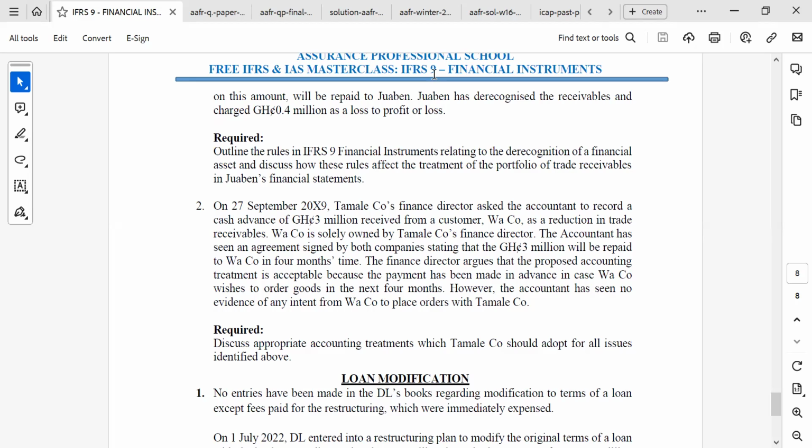So the finance director, although he might be a professional, is wrong. He doesn't understand the principles of the standard. So the 3 million cannot be recognized as a reduction in receivables. So you can state that the only three things that can cause a reduction in receivables is where we are selling a part of the receivables to a factoring company without recourse.